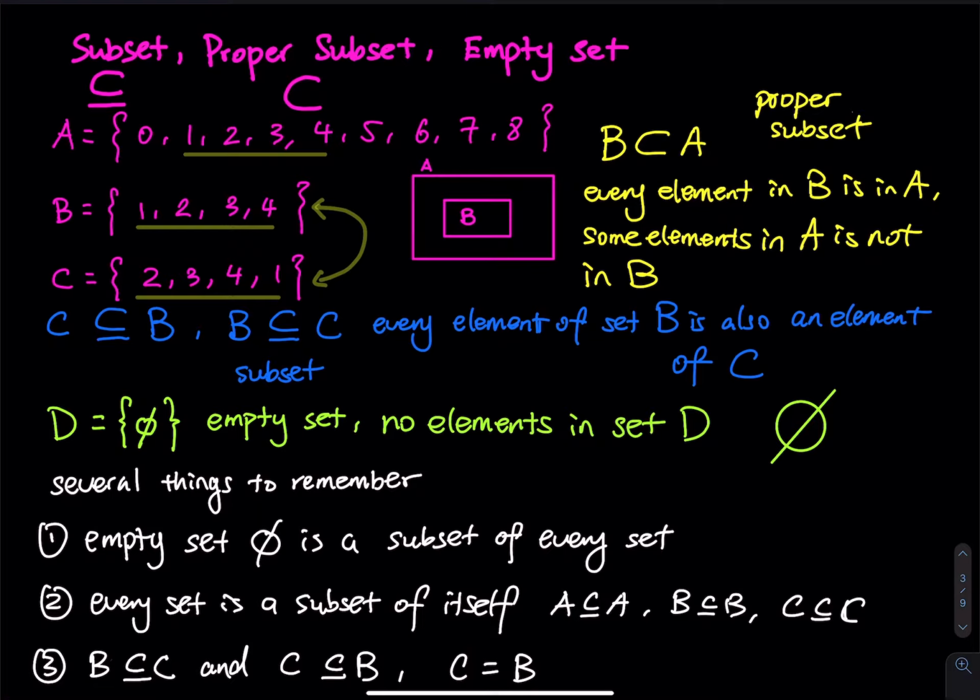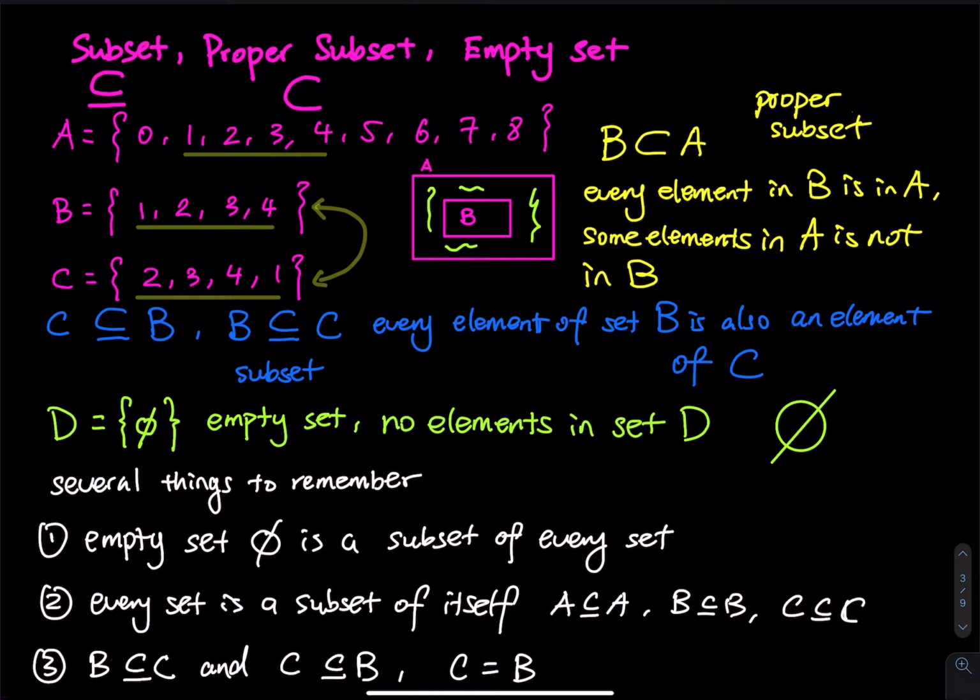So B is inside A, but do you see in the picture that box B is inside box A? Other than that, there is some space outside of box B because there are some elements in A. So for example, the 0, the 5, the 6, the 7, the 8, they are in set A, but they are not in B. So that means B and A are not completely equal. So that's why we say B is a subset of A, but without the equal sign. So to distinguish the difference, with the equal sign we say subset. Without the equal sign, we say proper subset.